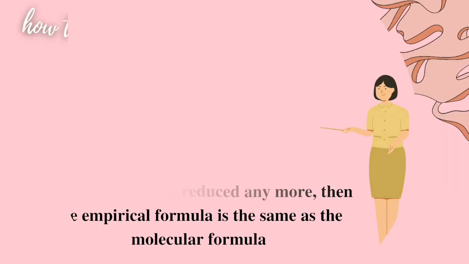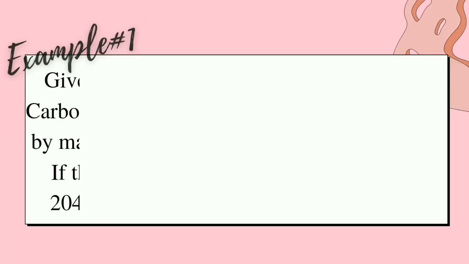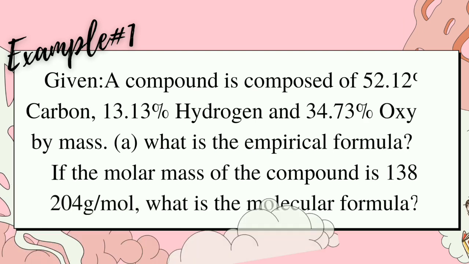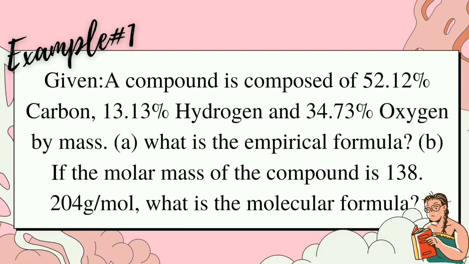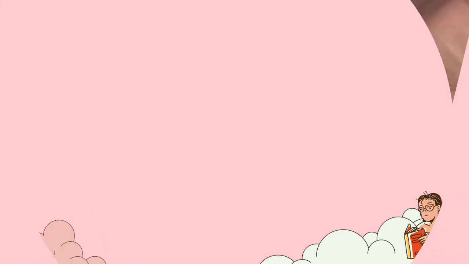the molecular formula. So, for our first example, our given is a compound composed of 52.12% carbon, 13.13% hydrogen, and 34.73% oxygen by mass. A. What is the empirical formula? And B. If the molar mass of the compound is 138.204 grams per mole, what is the molecular formula?